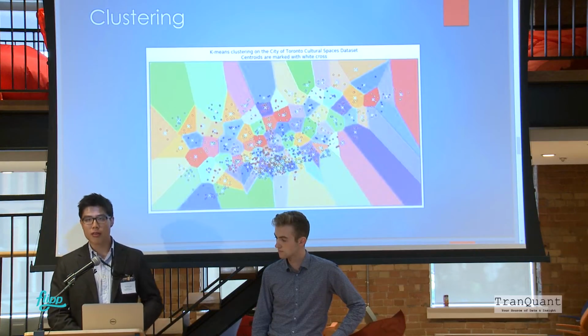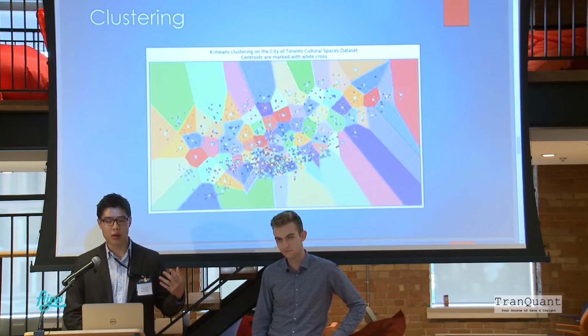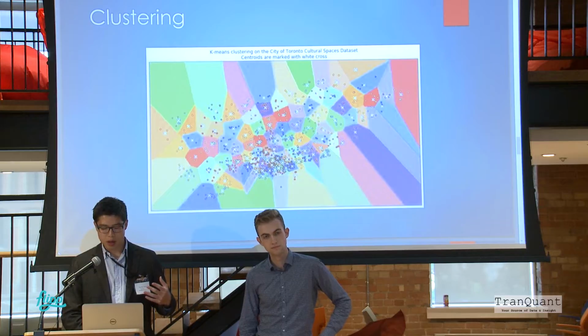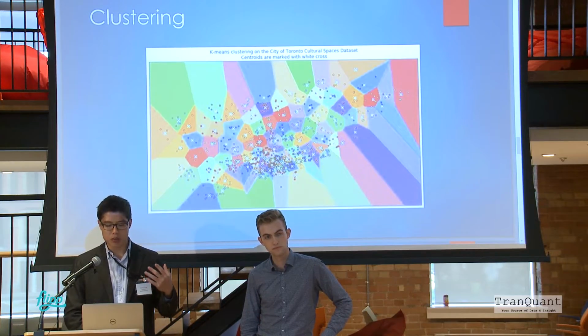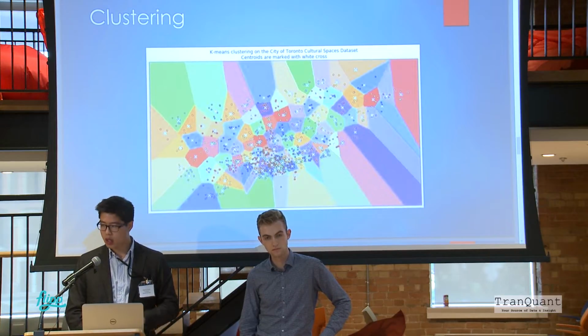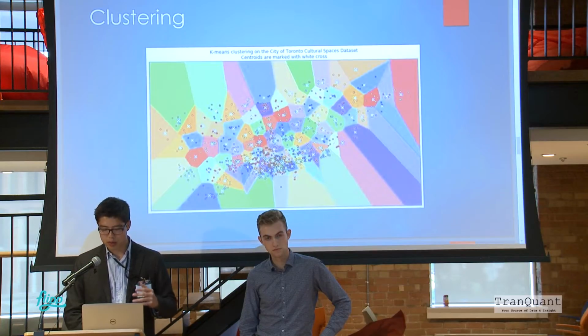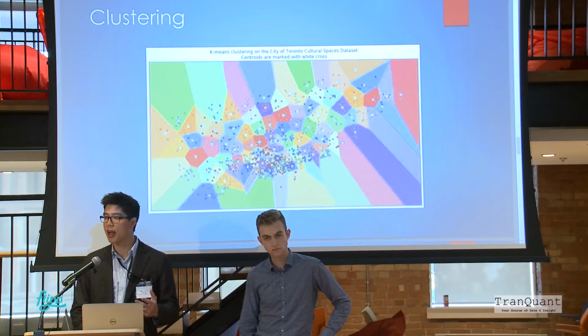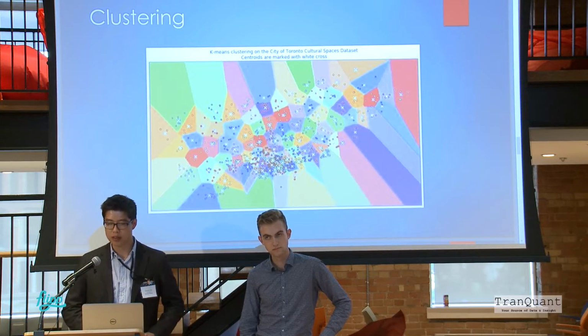So this is just a nice graphic to show you how k-means works. And here, we essentially divide the region of the city of Toronto into these many colored regions. The white marks represent the centers. So in here, we can see that the clustering works to some degree to identify structure in this data set.